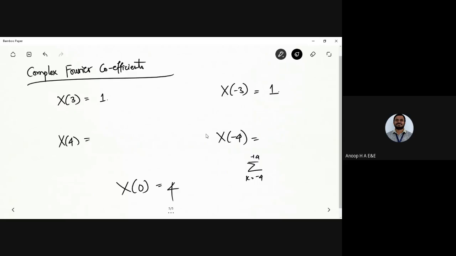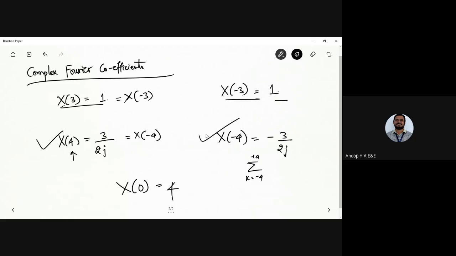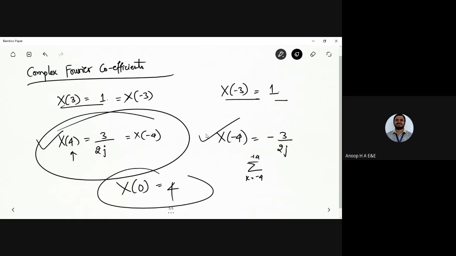I know that x of 0 is 4. So what is x of 4 and x of minus 4? 3 by 2j and minus 3 by 2j. Very good. So 3 by 2j is for x of 4, and x of minus 4 will have minus 3 divided by 2j. That's how you are going to do it, where x of 3 and x of minus 3 are equal to 1, and the same there. So x of 4 and x of minus 4 would be equal to 3 divided by 2j, and the DC term x of 0 would be equal to 4.